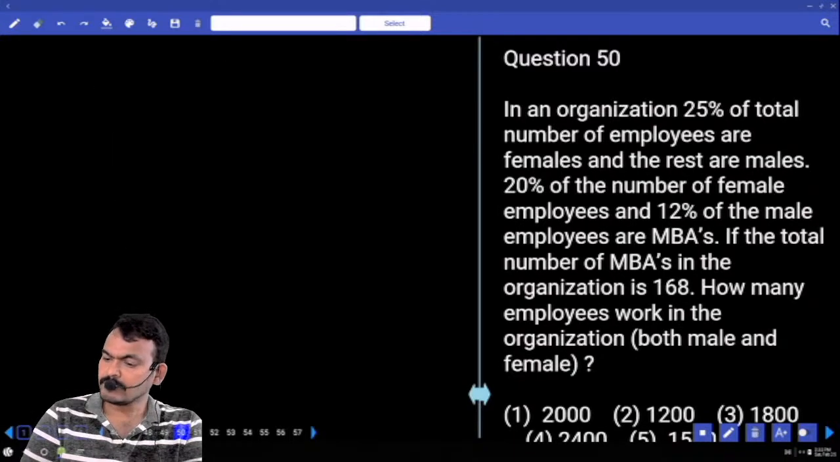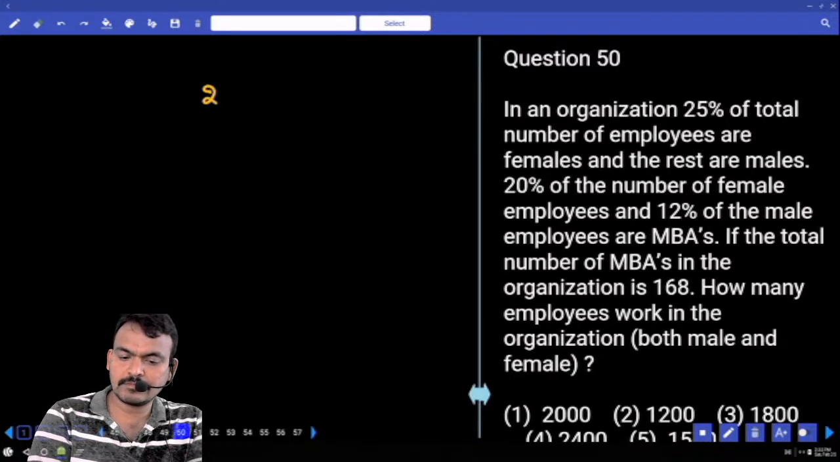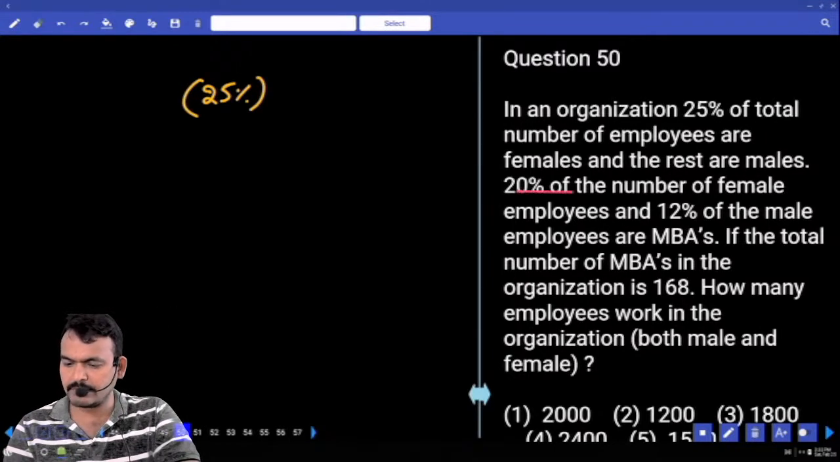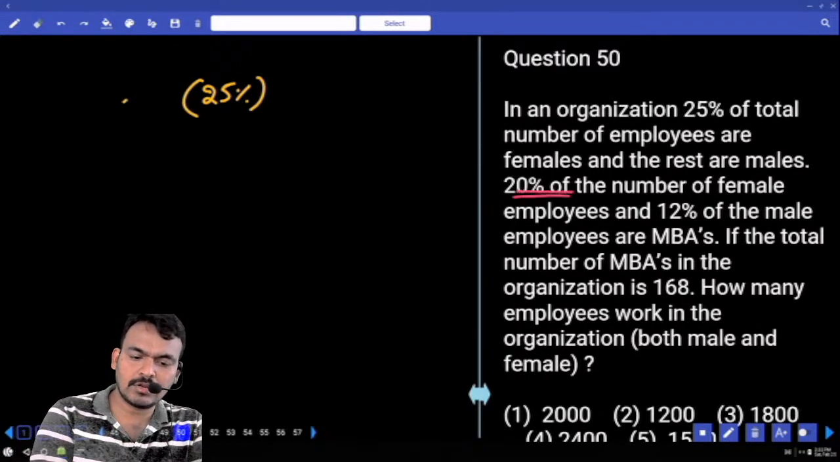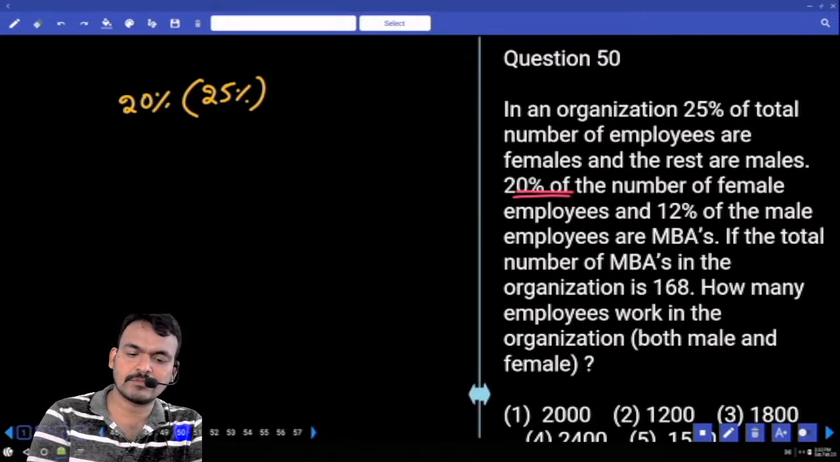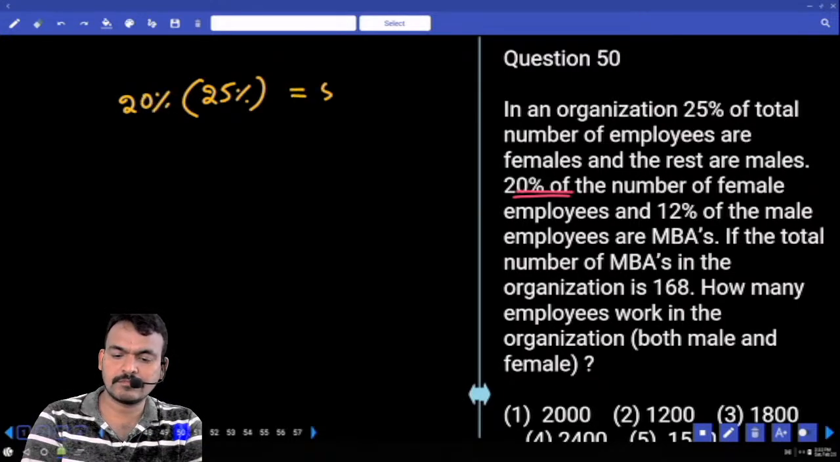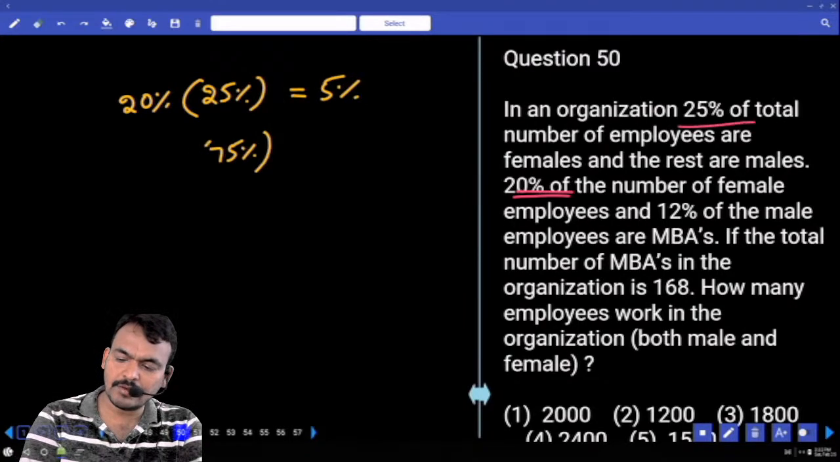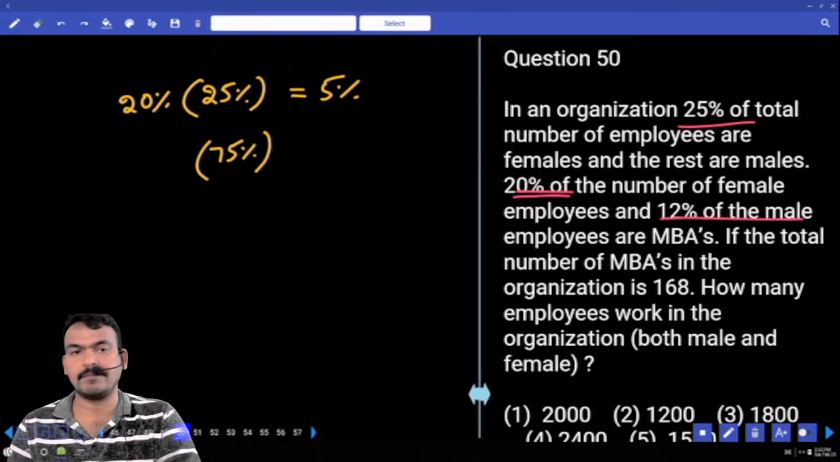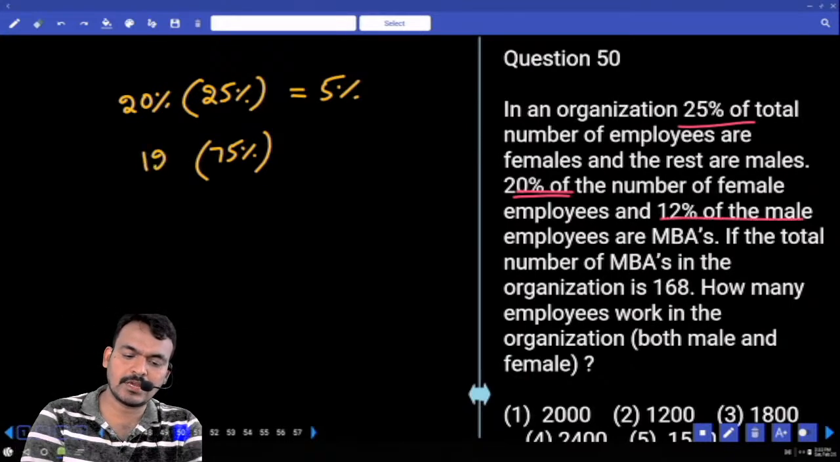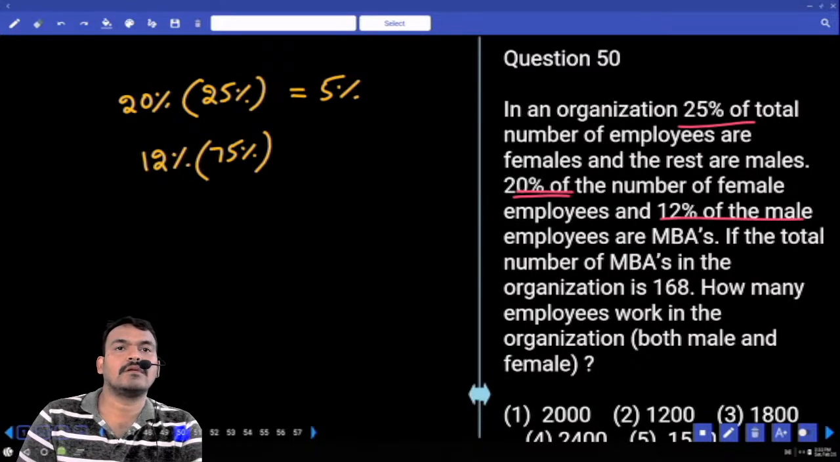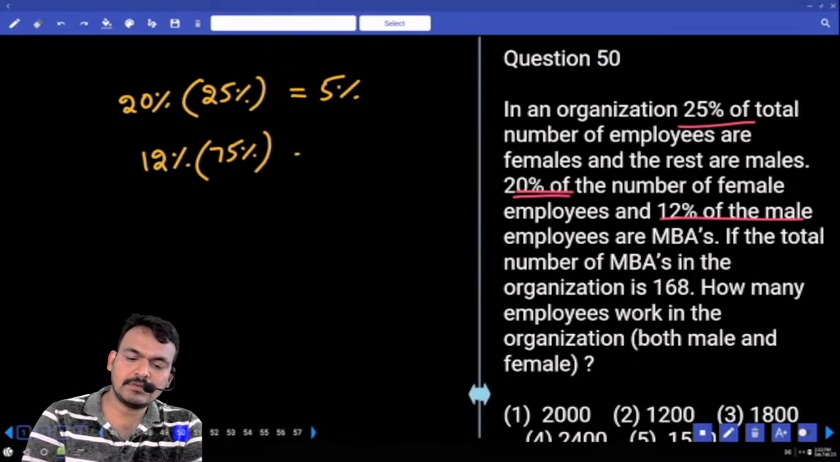First, females are how much percent? 25%. In that, how much percent are MBA? 20%. What is 20% of 25%? 5%. Okay. Next, females are 25% means males are how much? 75. Out of 75, how much percent are MBA? 12%. What is 12% of 75?